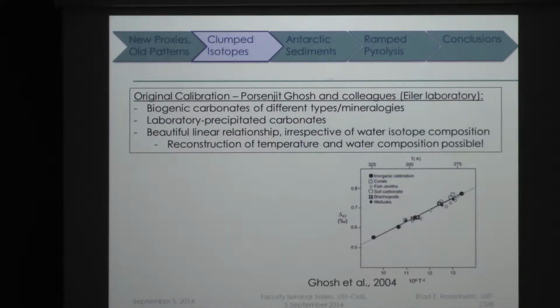And this is what generated the original optimism. This is what got everybody excited about the proxy. All of these were precipitated in different water compositions. We didn't have to worry about what water composition they were. They still fell in the same line. If you were just measuring bulk oxygen isotopes, some of these would fall off of that line depending on an offset produced by the isotopic composition of the water in which they were precipitated. So this seemed really nice.